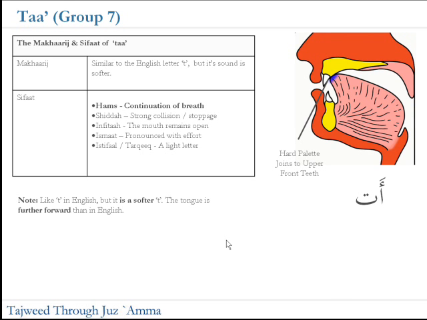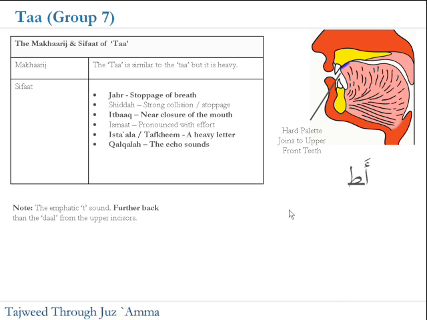It's a hams letter, so if we say at, we have the continuation of the breath, and you'll have the hams as well when it's voweled. So you have ta, ti, tu, but this will be less than in English. In English it will be ta, ti, tu. So the hams, or the aspiration, is slightly softer than in the English due to the positioning of the tongue. And it's a strong collision letter as well, so at, and that's the letter ta.